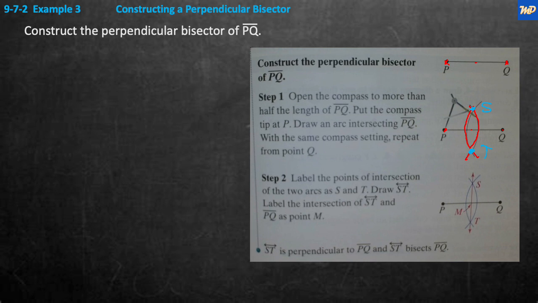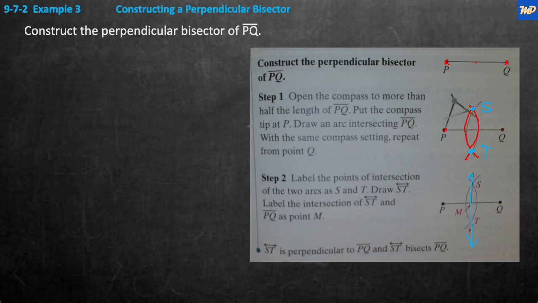Okay, it says label the points of the intersection S and T. Draw ST, the line ST, and label the intersection of the line ST and PQ, the segment PQ, as point M. So what we're going to do is draw this line here all the way through, and it's going to go through both points. It's going to go through here, through the middle, and here it is.